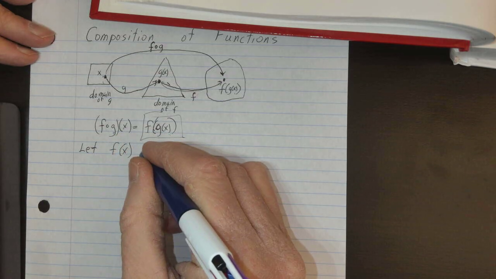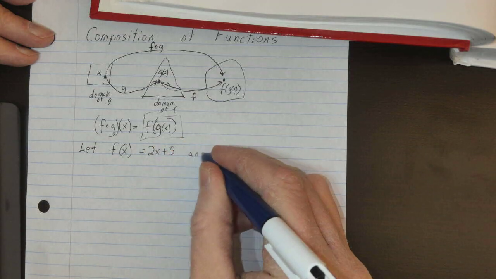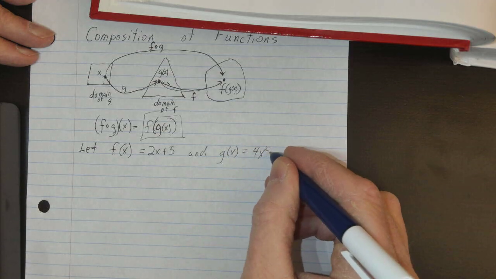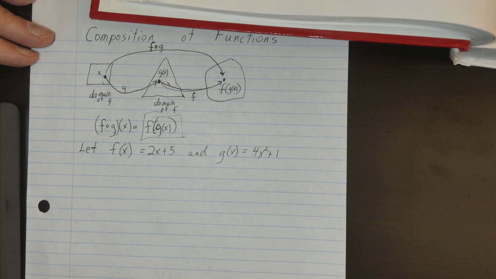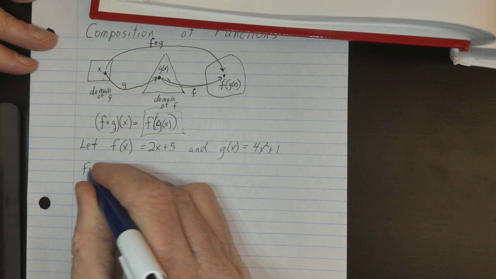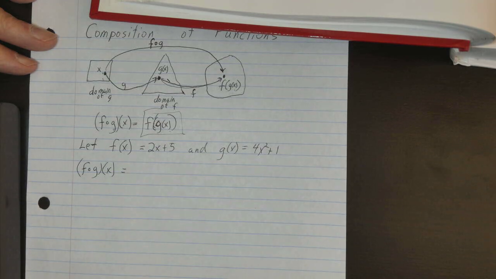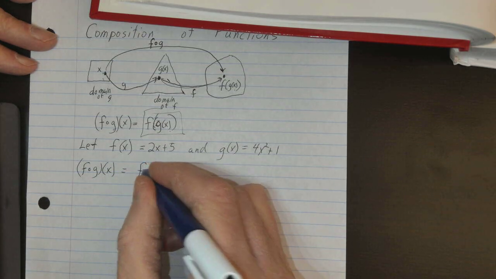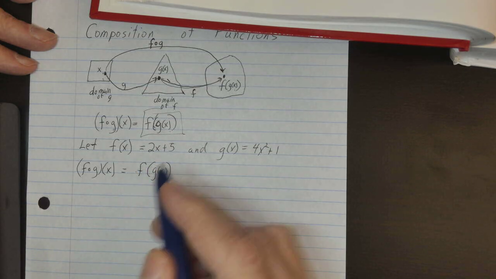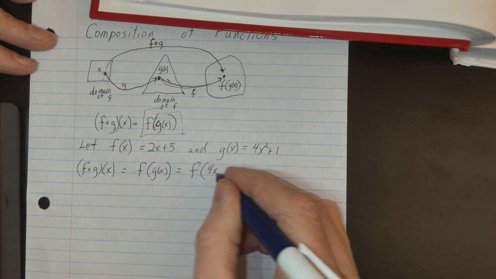For the next few examples, let's let f of x equal 2x plus 5 and g of x equal 4x squared plus 1. All right, let's find the following. Let's find f circle g of x. All right, so I do like to do this. It lets me know that I want to put the g function inside the f function. Well, the g function is 4x squared plus 1.